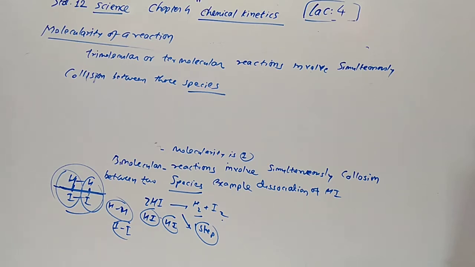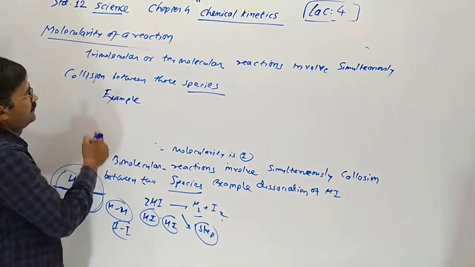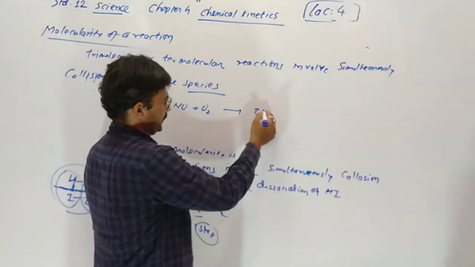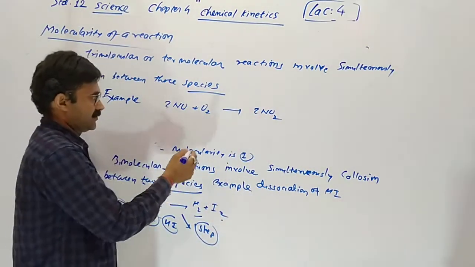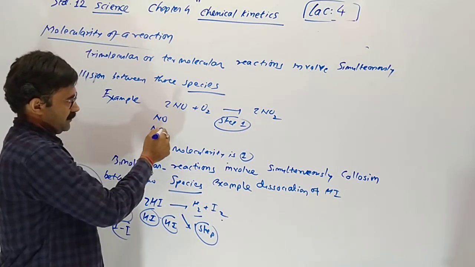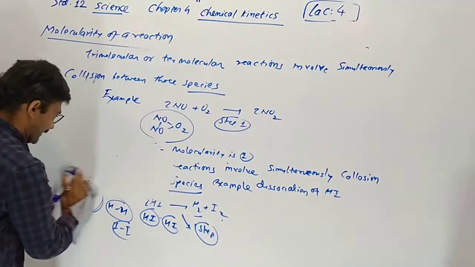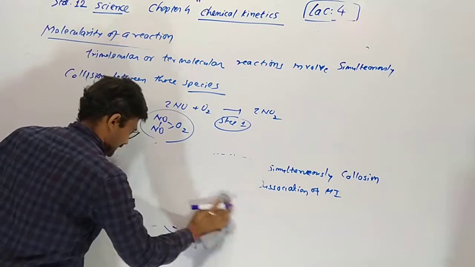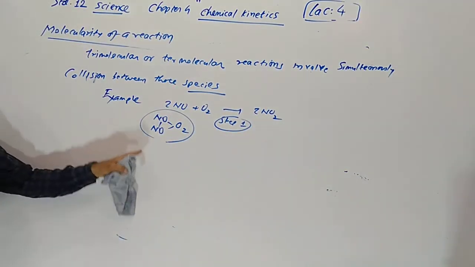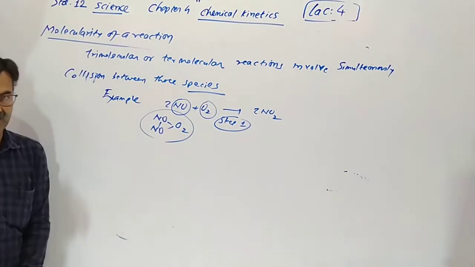Now example for trimolecularity. 2NO plus O2 gives 2NO2. This reaction also occurs in one step. Here 2 molecules of NO and 1 of O2 collide with each other at a time, and only in one step it gives the product. So molecularity is 3. 2 molecules of NO and 1 of O2. So molecularity is 3.